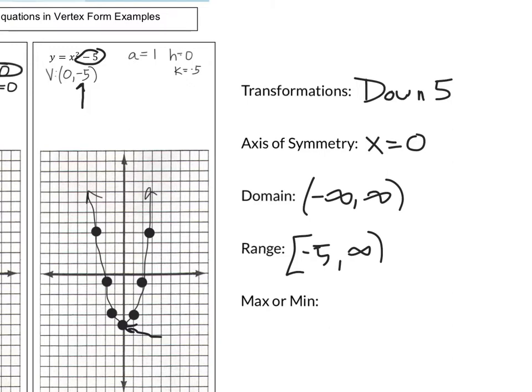Maximum or a minimum? It's got a minimum in this case. It's got a low point, so that minimum is at the ordered pair 0 and negative 5, which happens to be the vertex.